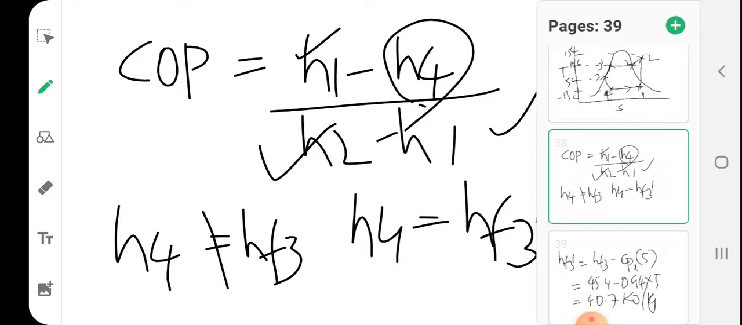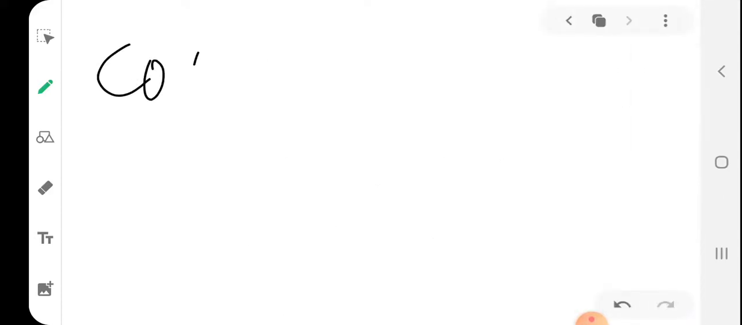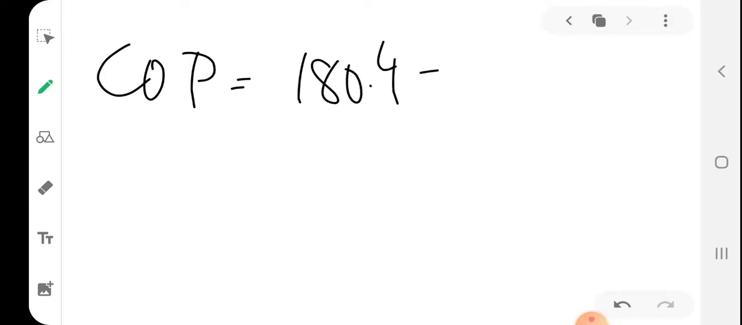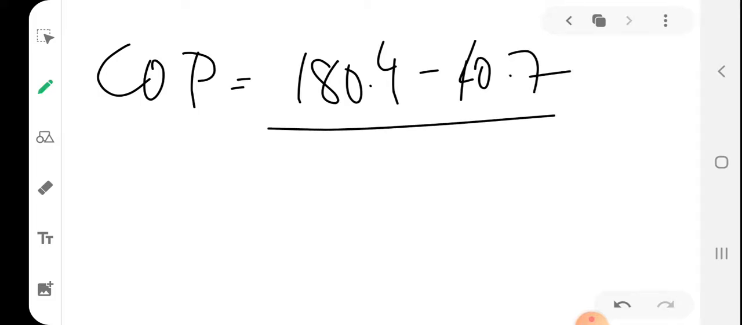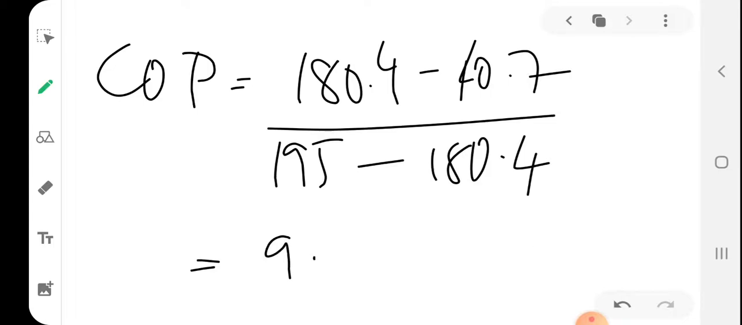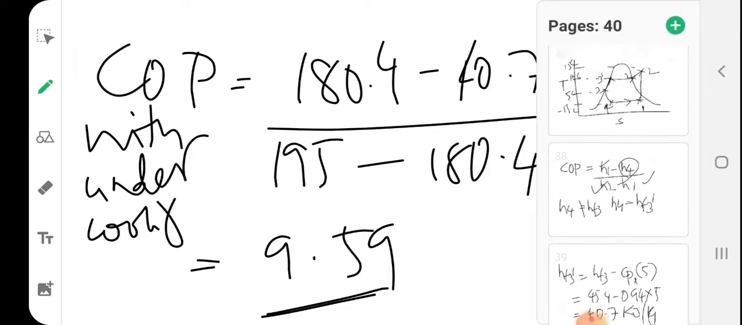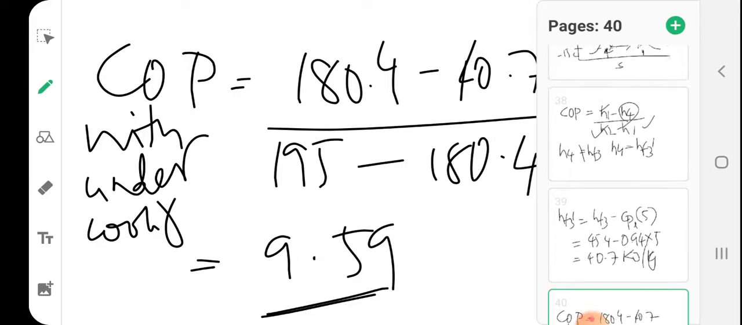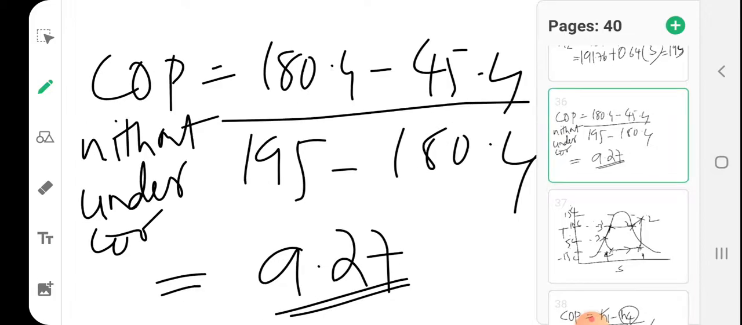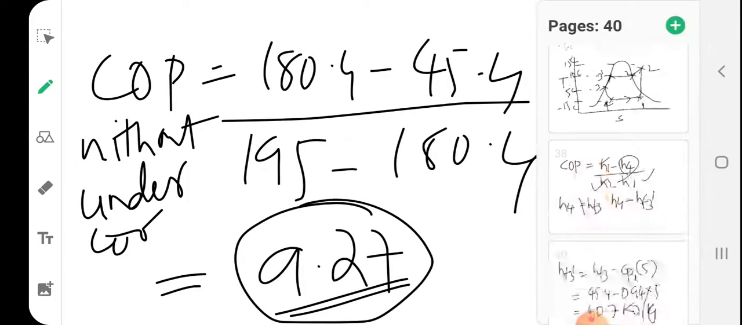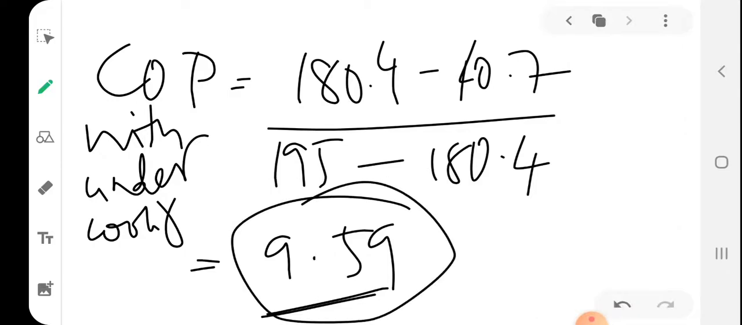So substitute this value here and you will get COP. H1 is 180.4, H4 is now 40.7, and H2 is 195 minus 180.4. So its value will be 9.59 with undercooling. Without undercooling it was 9.27, and with undercooling it increased to 9.59.